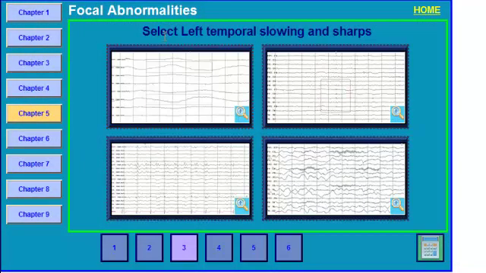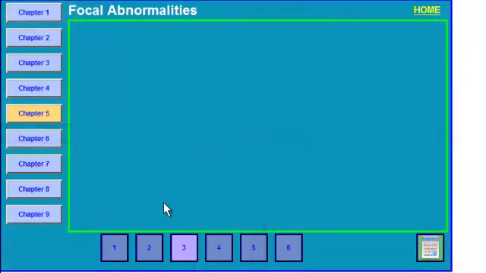So what is the question here? Select left temporal slowing and sharp waves. So this should be the correct answer, and as you will see here. Okay, very good. So we'll move on to the next slide.